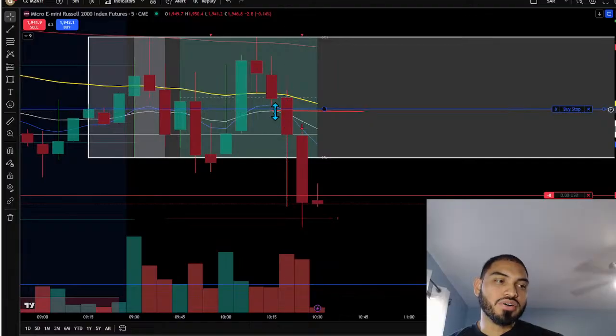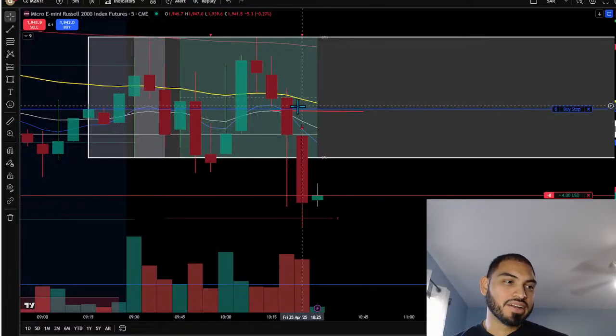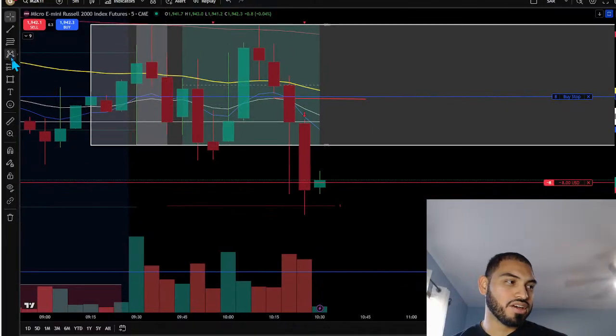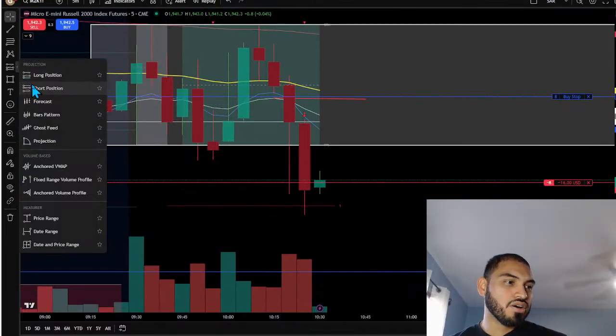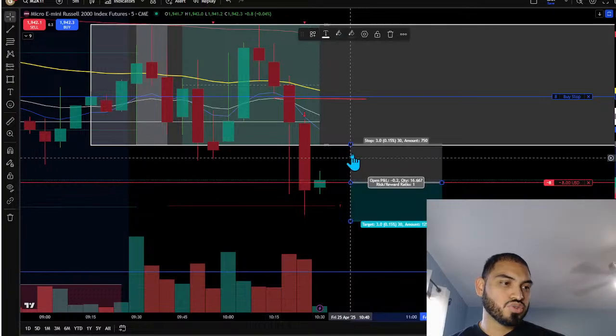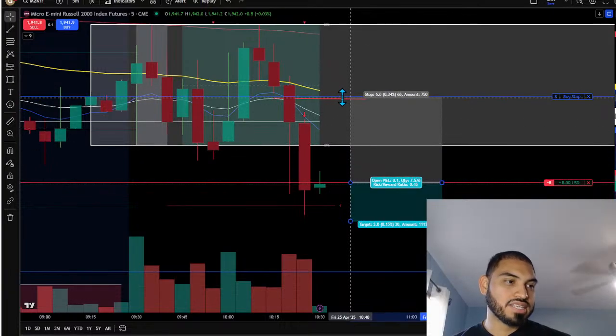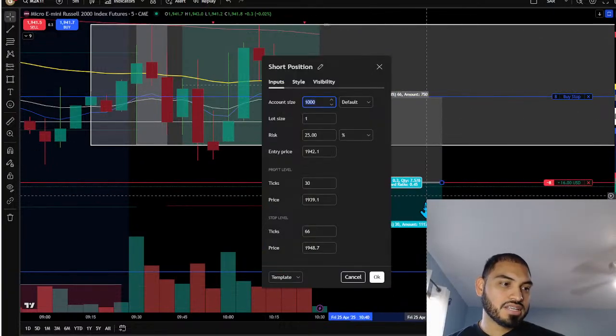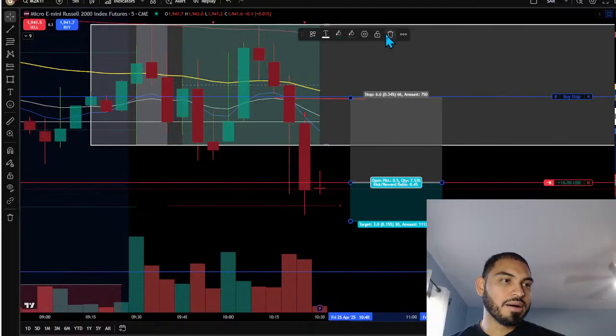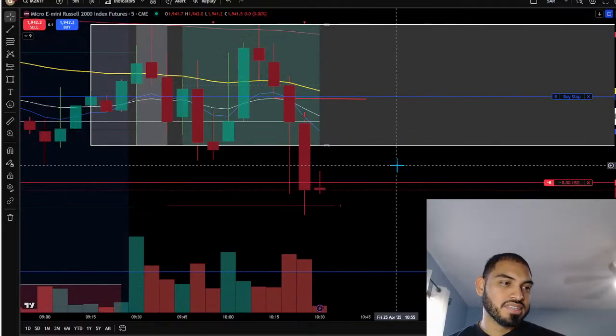It's pretty high. So I'm gonna risk right around here. I think that's more than enough. More than enough. So let's take the short position tool. I want to measure how many ticks this is. How many ticks is this? 66. That's pretty good.